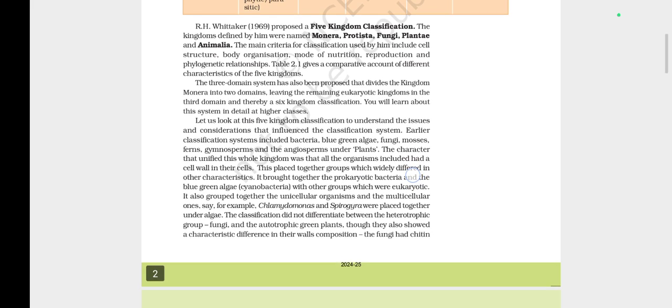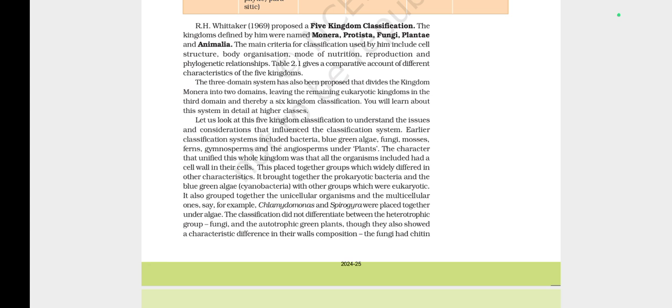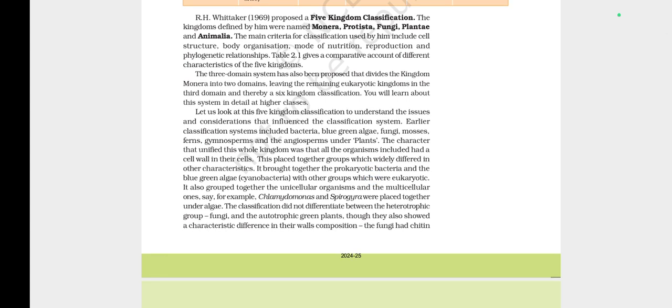Let us look at this five kingdom classification to understand the issues and considerations that influence the classification system. Earlier classification systems included bacteria, protists, algae, fungi, mosses, ferns, gymnosperms, angiosperms, and plants. The character that unified this whole kingdom was that all the organisms included had a cell wall in their cells. This placed together groups which widely differed in other characteristics. It brought together the prokaryote bacteria and blue-green algae with other groups which were eukaryotic.